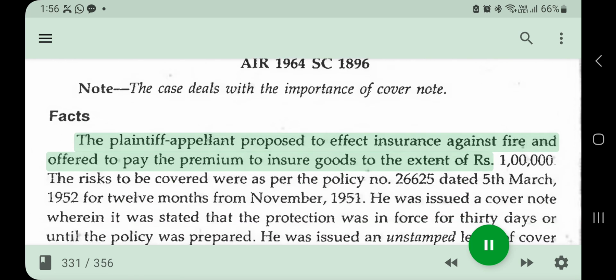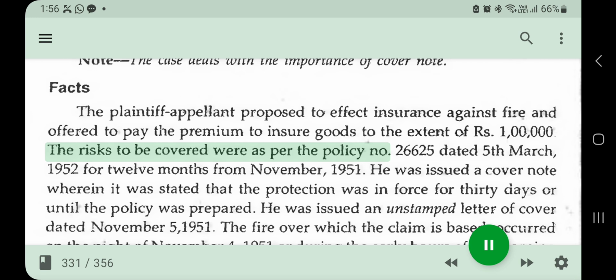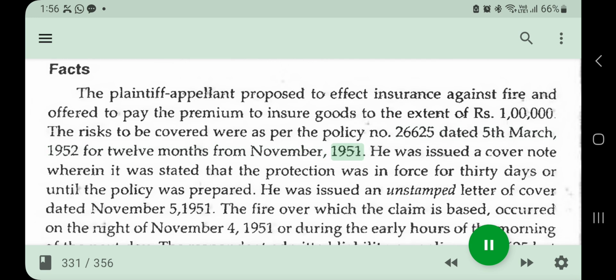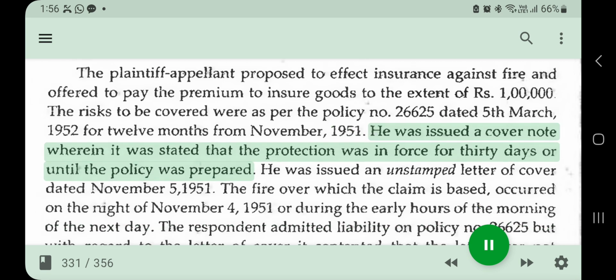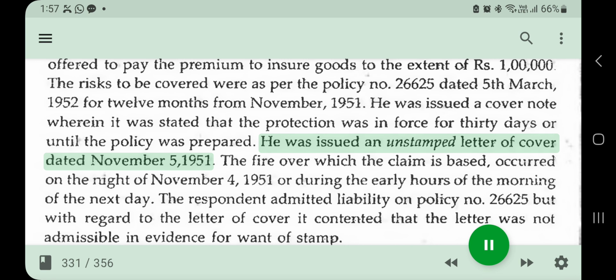Facts. The plaintiff appellant proposed to effect insurance against fire and offered to pay the premium to insure goods to the extent of Rs. 100,000. The risks to be covered were as per the policy No. 26,625 dated the 5th of March 1952 for 12 months from November 1951. He was issued a cover note wherein it was stated that the protection was in force for 30 days or until the policy was prepared. He was issued an unstamped letter of cover dated November 5, 1951.